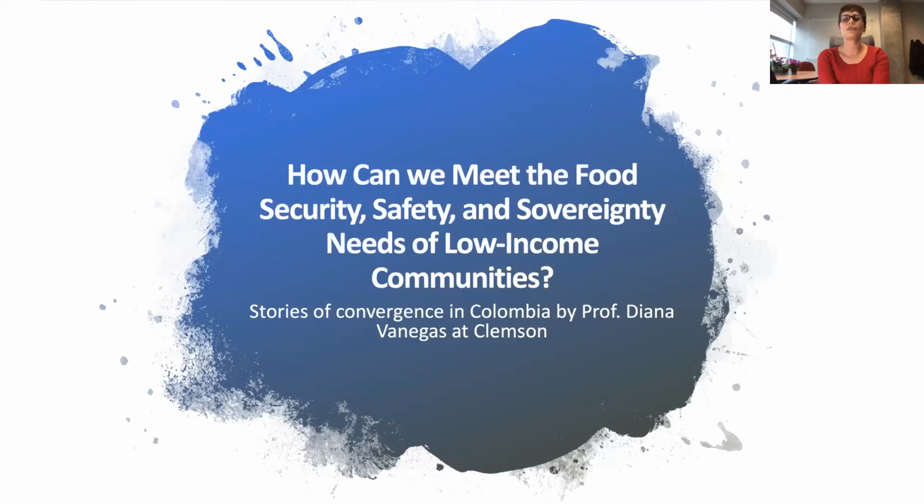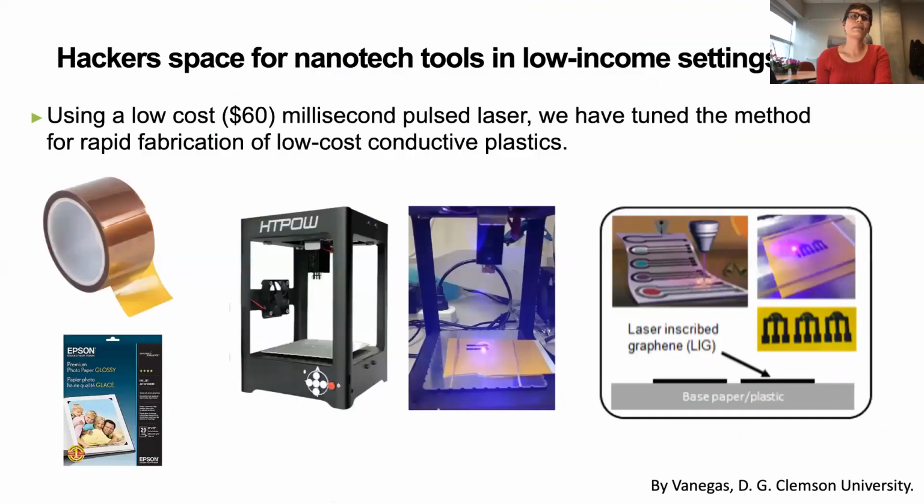And these examples that I'm showing here are slides from Professor Diana Vanegas at Clemson University. She has done some amazing work related to environmental justice in Colombia. And I guess that's my suggestion for a future speaker, if you guys want to have somebody to describe that in more detail. But basically what she did is she used very cheap, easy, accessible technology to be able to create sensors in a low-income setting.